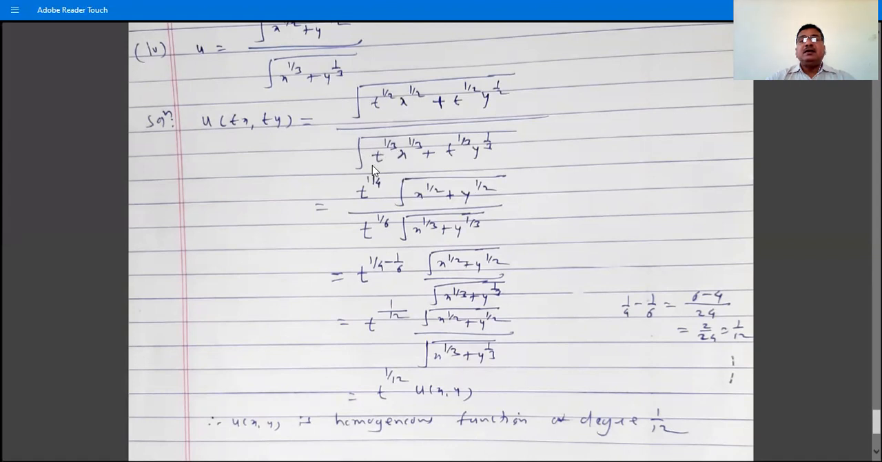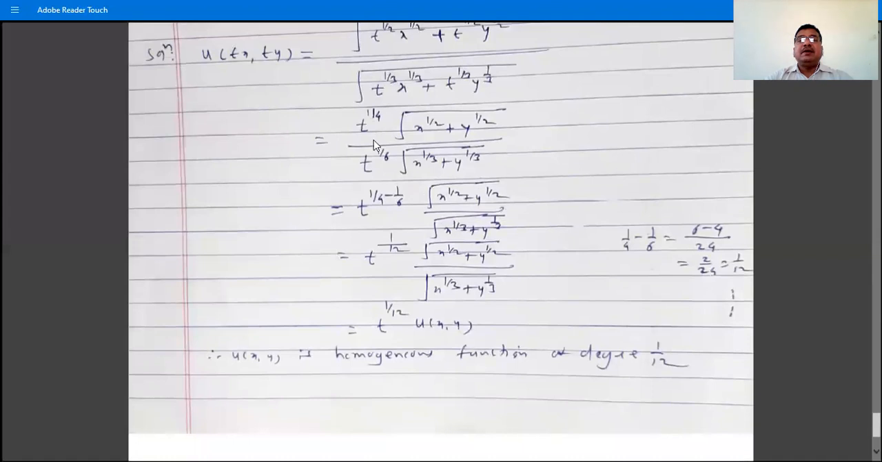Similarly, we take t raised to 1/3 common from this root, and so it becomes t raised to 1/3, raised to half, or we have root of t raised to 1/3. And root of t raised to 1/3 means t raised to 1/3 raised to half, means t raised to 1/6. In bracket we have x raised to 1/3 plus y raised to 1/3.